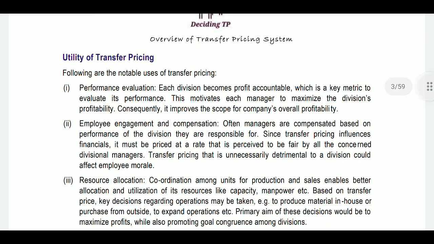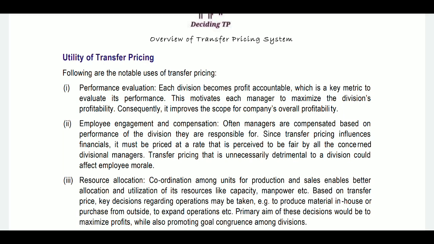Next, what are the utilities? There are four utilities: performance evaluation, employee engagement and compensations, resource allocation, and taxation and profit remittance. These are the four utilities of transfer pricing. One is performance evaluation. Based on division profitability, we will evaluate the performance of the division, what the accountable profit is, and we will motivate each manager to maximize the division's profitability. It improves the scope of the company's overall profitability.